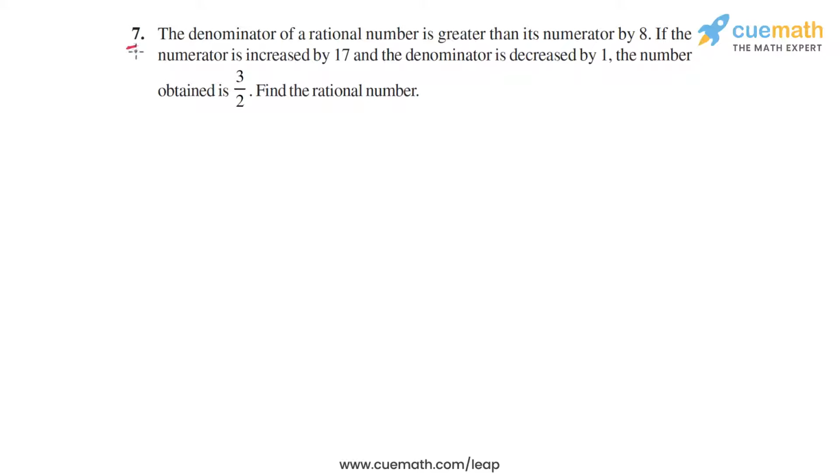In question 7, the problem statement says that the denominator of a rational number is greater than its numerator by 8. If the numerator is increased by 17 and the denominator is decreased by 1, the number obtained is 3 by 2. Find the rational number. So the unknown is the original rational number, and both the numerator and the denominator are unknown, but we know that the denominator is greater than the numerator by 8. So let's make use of this fact.